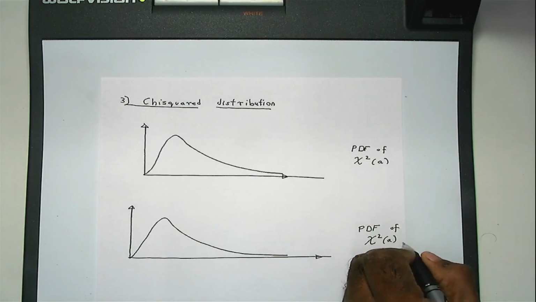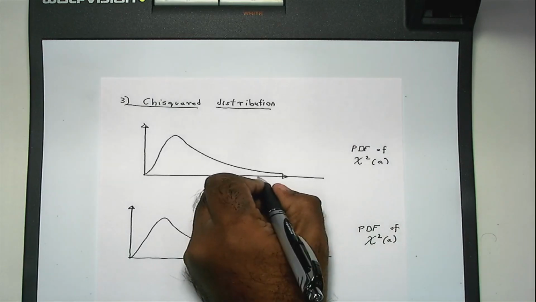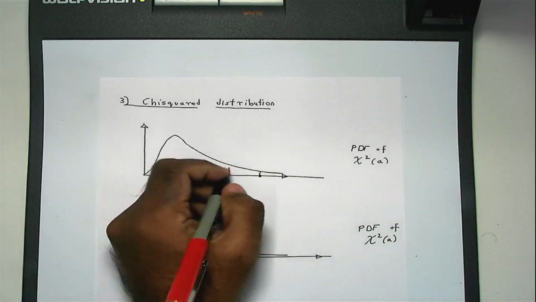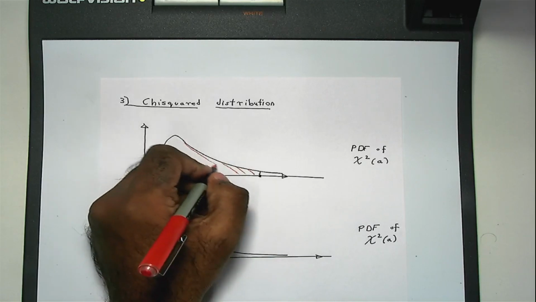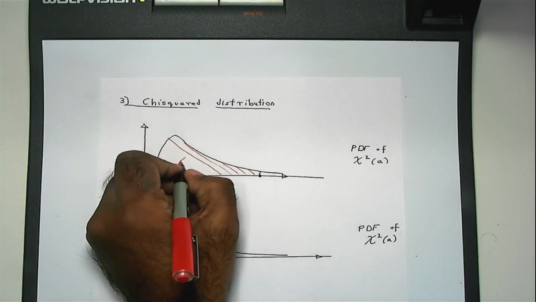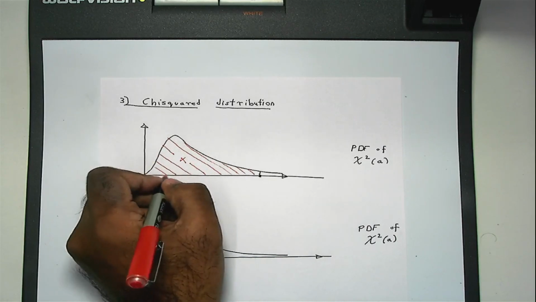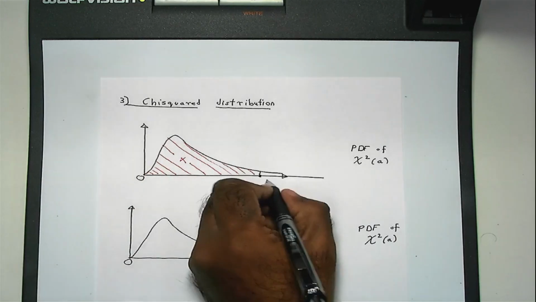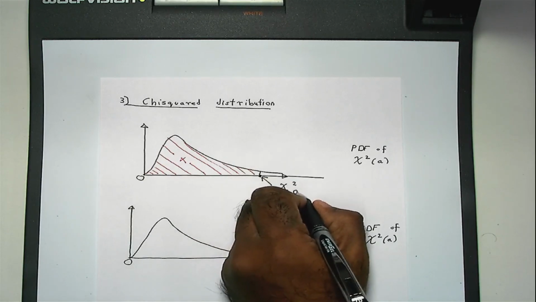Now, once again, suppose you take a point here, and suppose you have an area of alpha to the left of it. So this area is alpha, and then this point is denoted by chi-squared with a degrees of freedom, comma alpha, the area to the left.